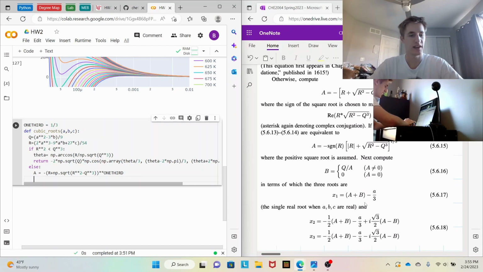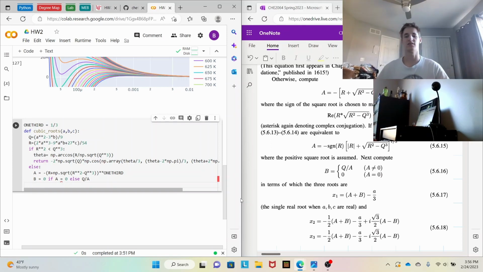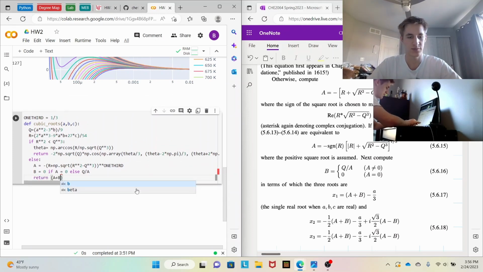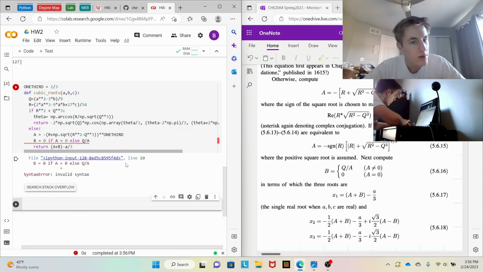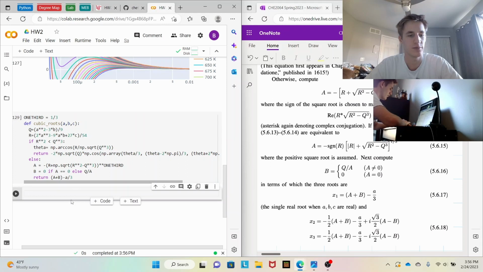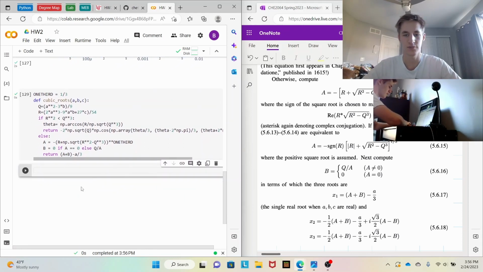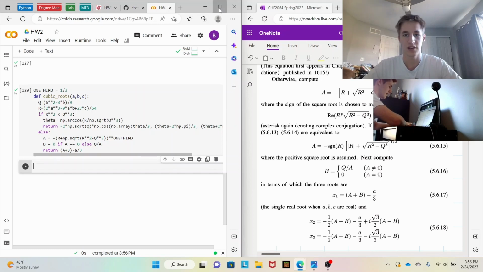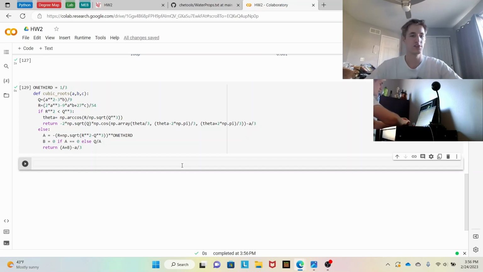So next we have B. We can see b equals 0 if a is equal to 0, and it is equal to q over a any other time, right? Because if we had it always equal to q over a, when a is 0, that wouldn't work because it would be infinity. So now we just want to return our one real root: a plus b minus a over 3, and that should be good. Oh, if a is equivalent to 0, yeah, we want to do a check. We don't want to assign a to 0, or 0 to a. Okay, so now I don't need that anymore. So we're going to check these.